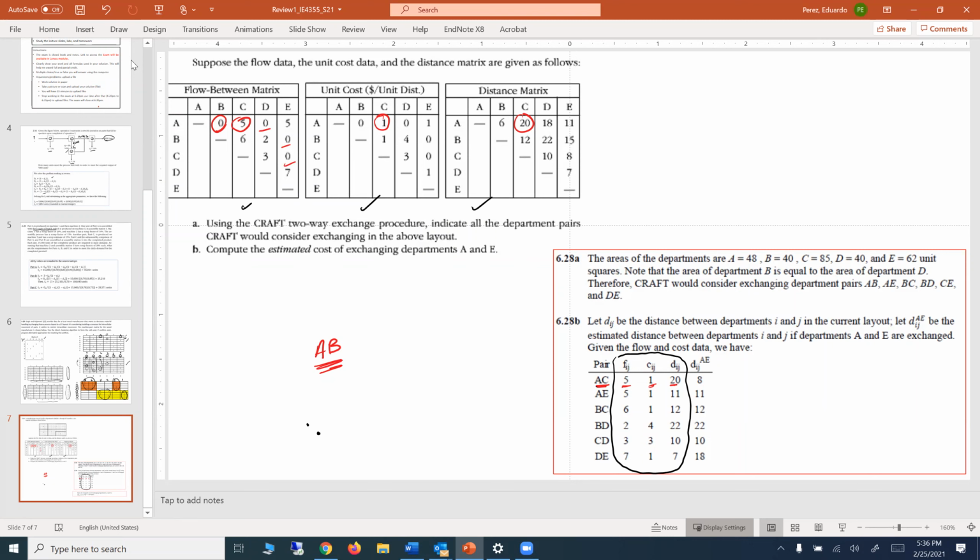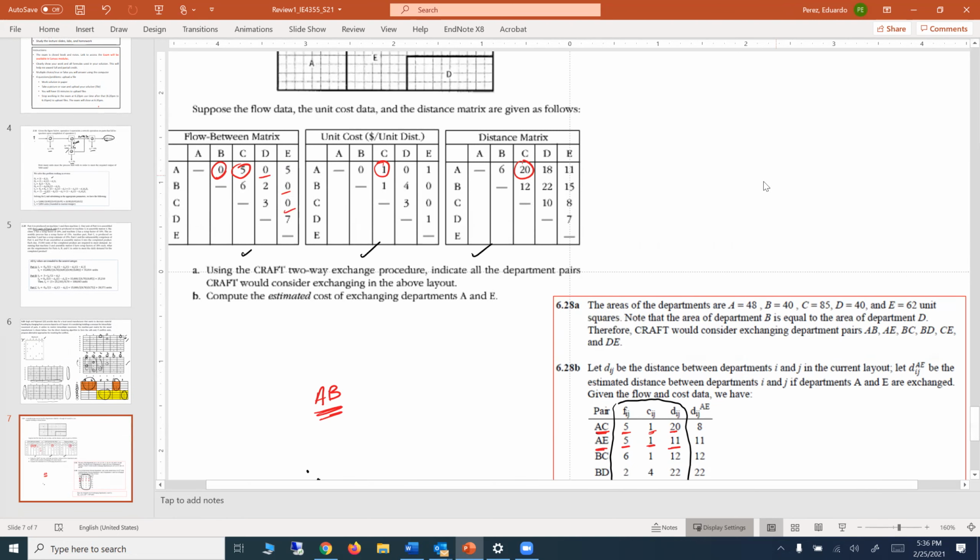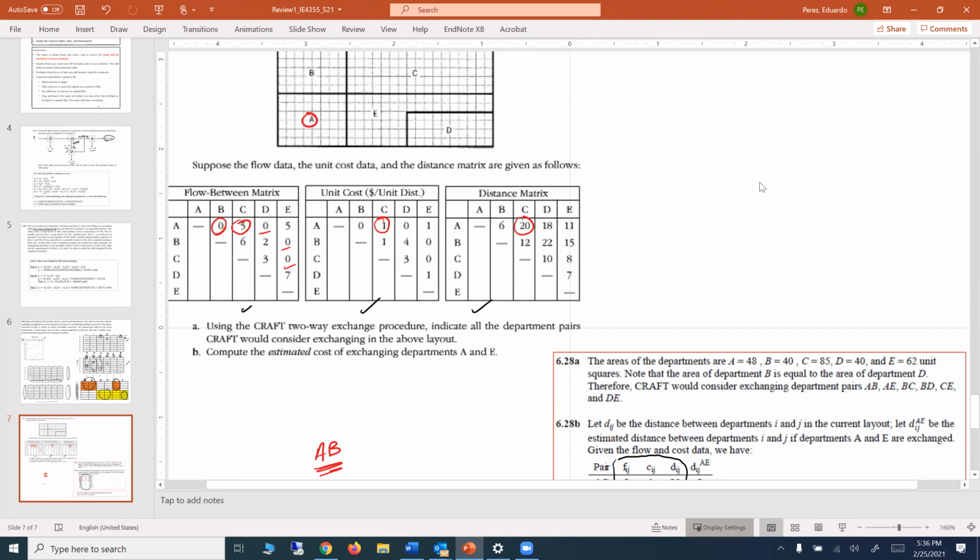Okay, so I have that information. If I do AE, it's the same thing. So if I look at AE, the flow is 5, the cost is 1, and the distance is 11. And if you follow BC, BD, CD, and DE, the same information is coming from these three tables for those combinations. Okay, but the question is asking me, what would be the cost if I swap A and E? So basically, what we are saying is that A is going to become E and E is going to be switched to A.